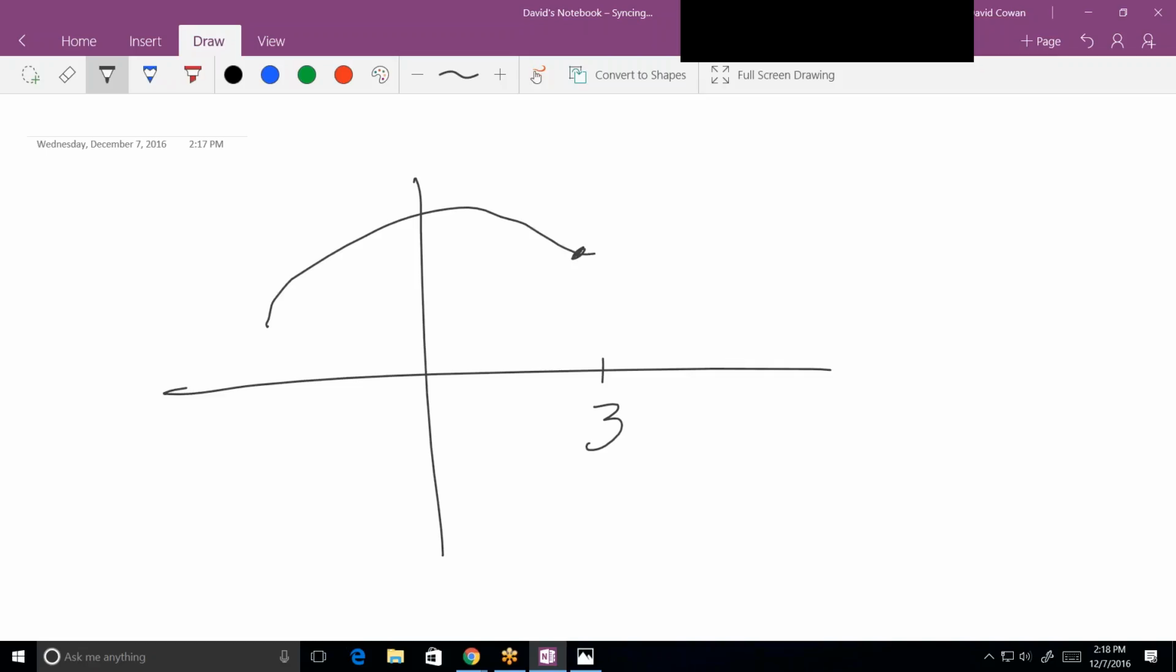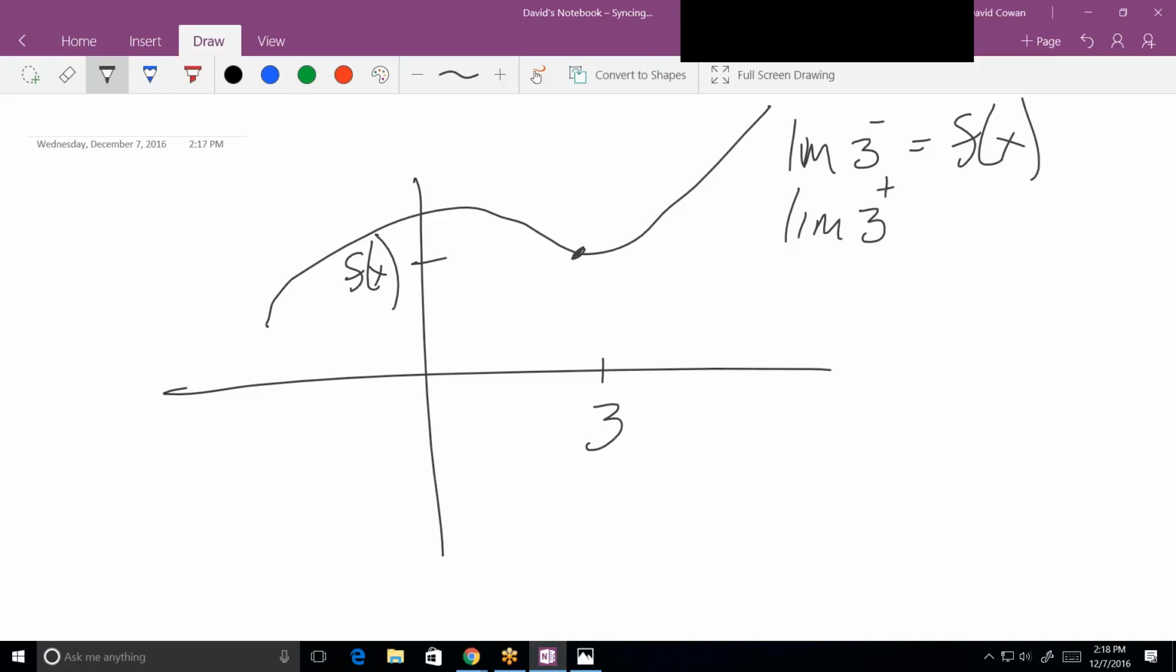3 things have to be true for us to be continuous at x equal 3. We have to have the limit as we approach 3 from the left equals f of x, whatever that is. We have to have the limit as we approach 3 from the right equal f of x, whatever that is. And we have to have f of 3 equals f of x.